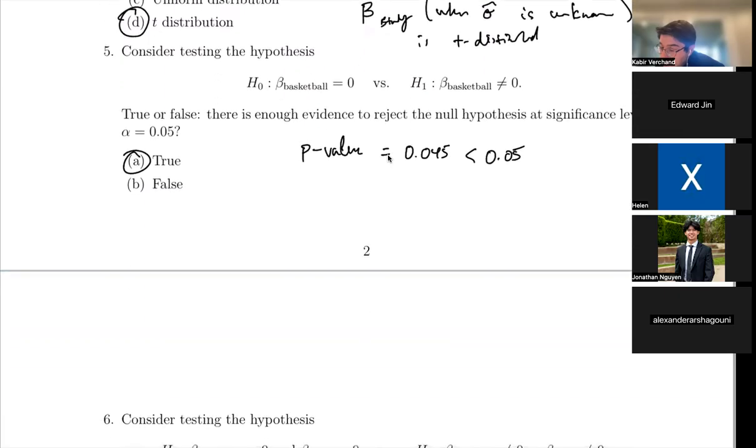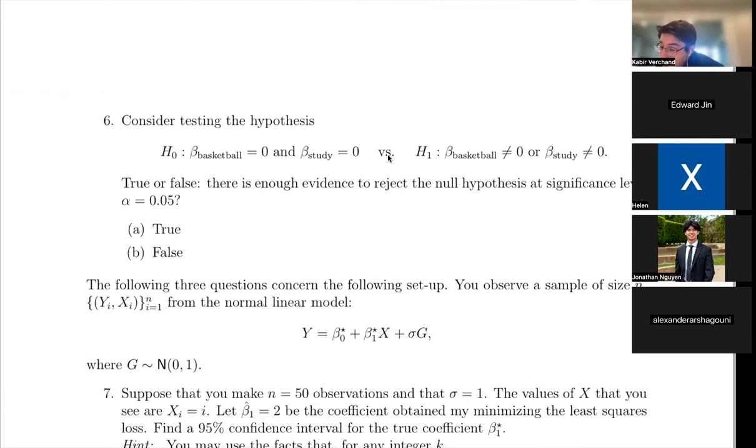Okay, so let's go to question 6. Question 6 is slightly more complicated in that here we have two hypotheses. In our null hypothesis, we're asking, is it true that both beta basketball equals zero and beta study equals zero? So this null hypothesis is slightly stronger. It says that there's no linear relationship between the amount of hours you play basketball and the amount of hours that you study. Neither of these variables has any bearing at all on the outcome.